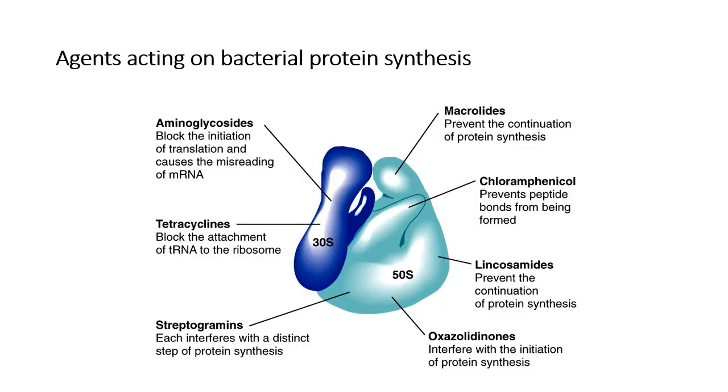In more general detail, this is exactly what I showed in the last slide, but perhaps this gives another useful aide-memoire. We have aminoglycosides block initiation of translation, as I said. Tetracyclines block attachment. Streptogramins, which are not really discussed, interfere with distinct steps of protein synthesis. Macrolides prevent continuation of protein synthesis. Chloramphenicol we discussed. Then lincosamides again prevent protein synthesis, and the oxazolidinones interfere with initiation. We'll look at some of these in more detail, not all of them.